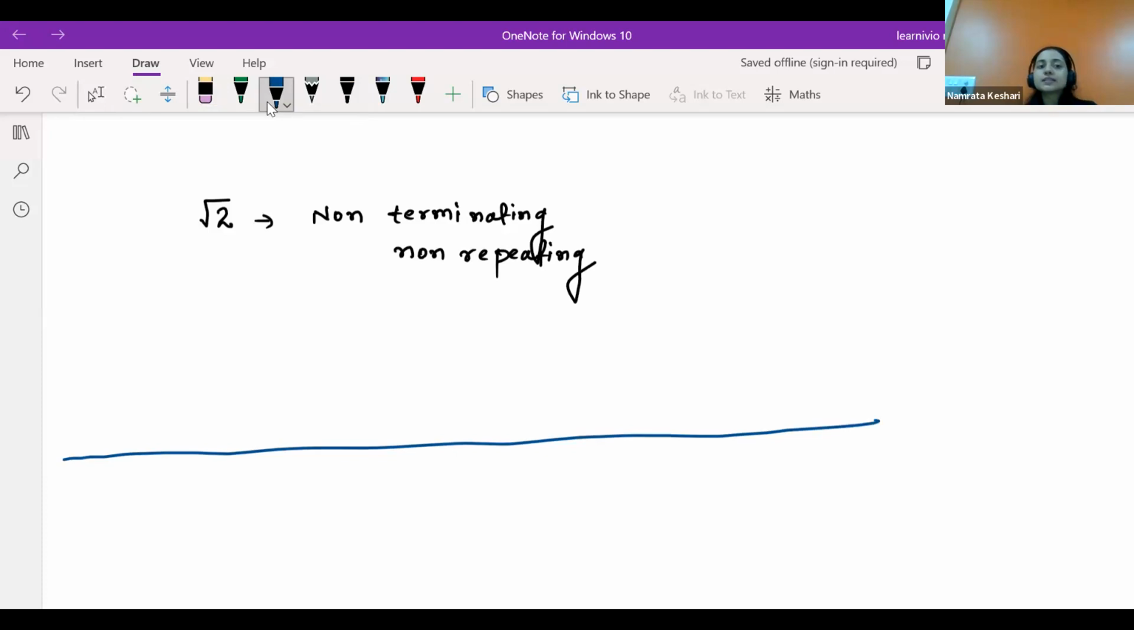First thing is, we won't be able to know exactly what the value of root 2 is. So how will we be able to locate it accurately? How is that even possible? There is a trick which we will use to locate it. Exactly, it is not possible.